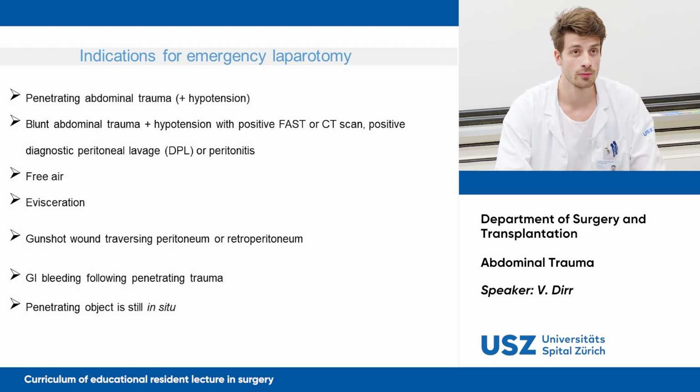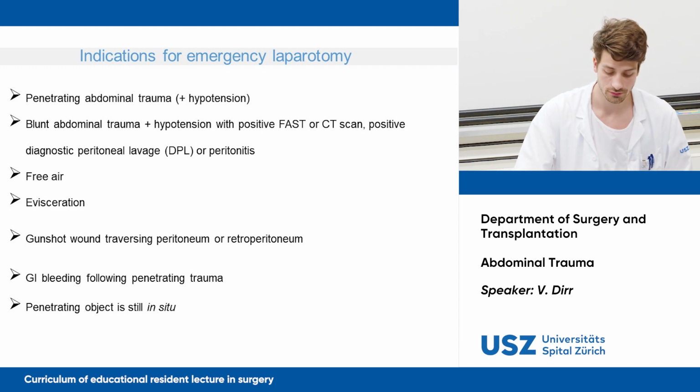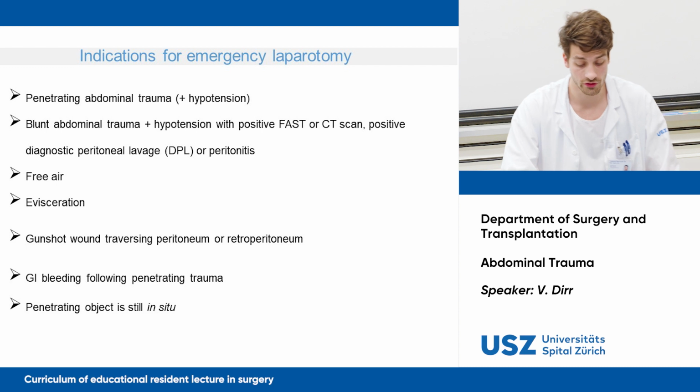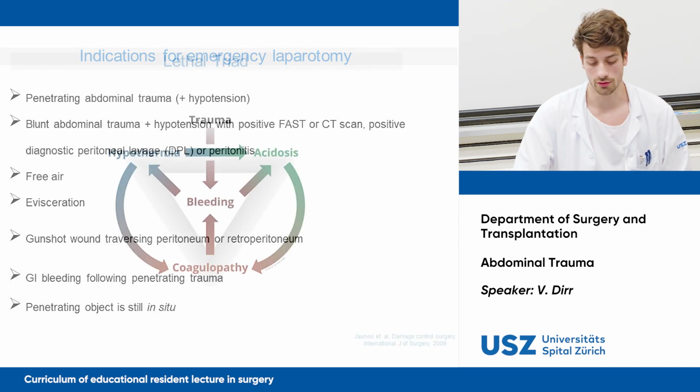There's a blunt abdominal trauma with signs of hypotension or an active bleeding diagnosed by FAST, a CT scan, or a DPL. Free air, of course, evisceration, a gunshot wound transversing the peritoneum or retroperitoneal structures, gastrointestinal bleeding, or a penetrating object is still in situ.